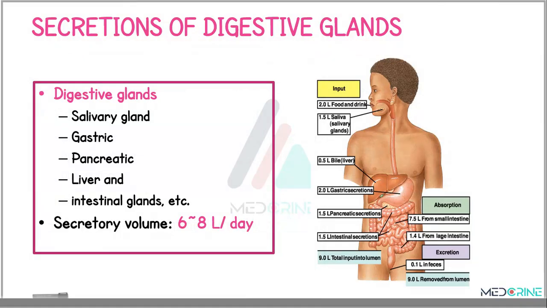And in this case, the digestive glands, we have the salivary glands, gastric glands, pancreatic gland, liver, and intestinal glands. In total, these glands secrete a volume between 6 and 8 liters of secretions per day. The salivary glands account for about 1.5 liters of secretions. The liver accounts for about half a liter. Gastric secretions account to 2 liters. Pancreatic secretions to 1.5 liters. Intestinal secretions are around 1.5 liters. And in total we have between 6 to 8 liters of secretions into the digestive system lumen.